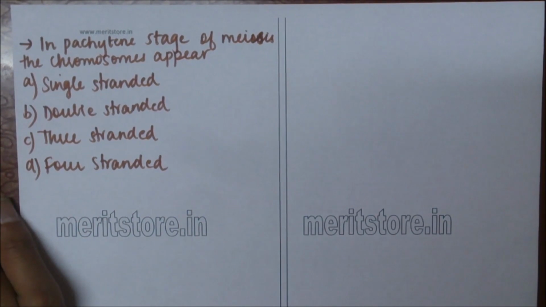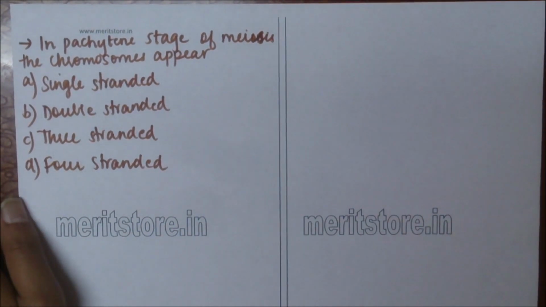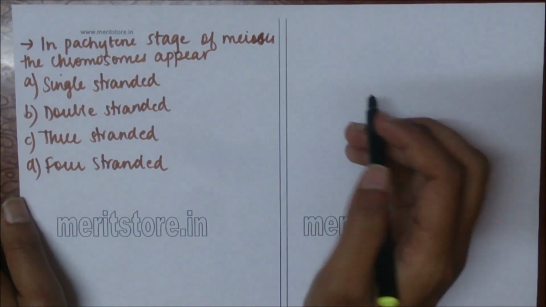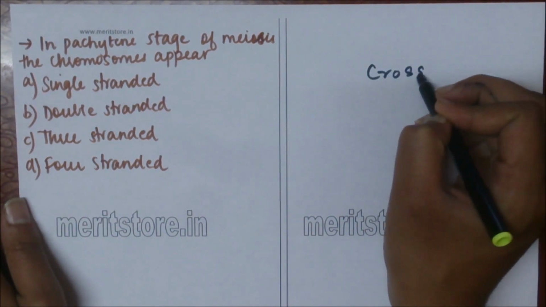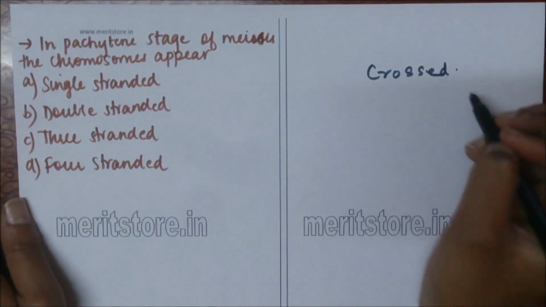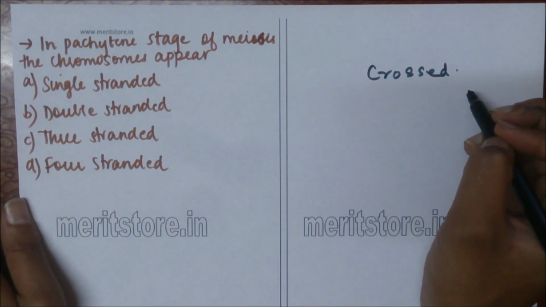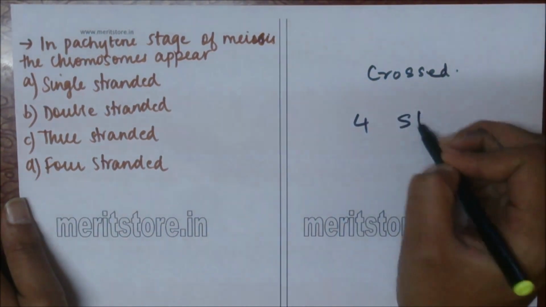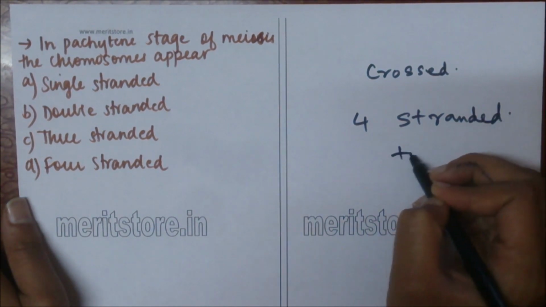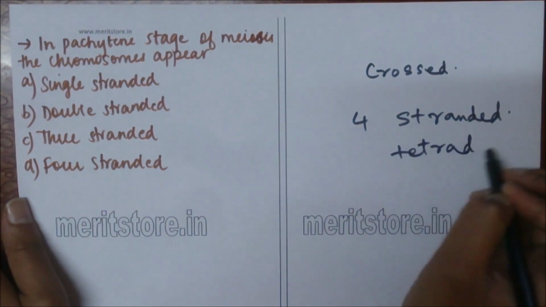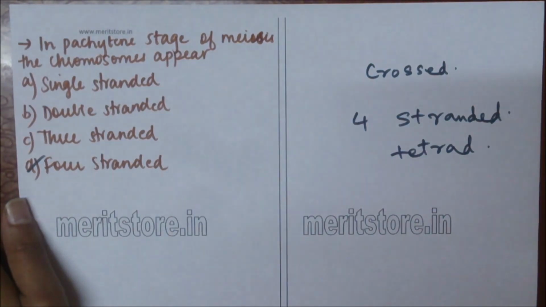In the pachytene stage of meiosis, the chromosome appears A. single-stranded, B. double-stranded, C. three-stranded, D. four-stranded. During the pachytene stage, the chromosomes get crossed with each pair and form a four-stranded appearance. This four-stranded appearance is known as tetrad formation. So option D is the correct answer.